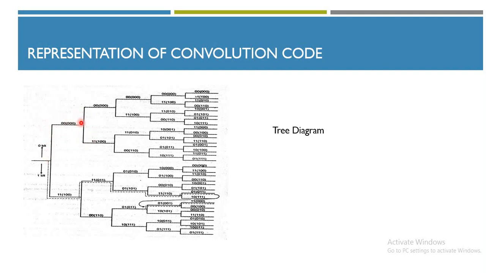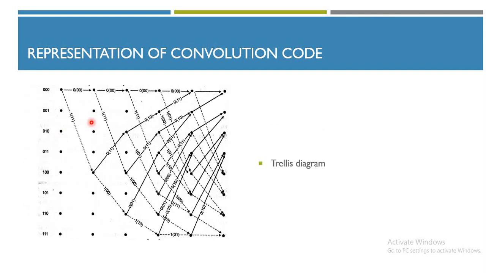And it will move to the next state actually. So when input is equal to 0, what is going to be the respective next state? It will move in that fashion only. And last and the most important is a trellis diagram.